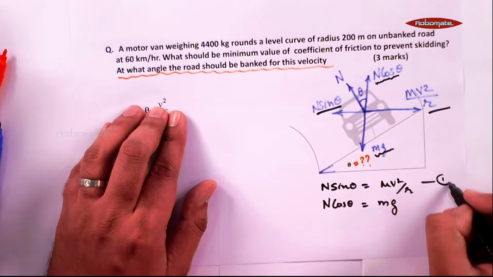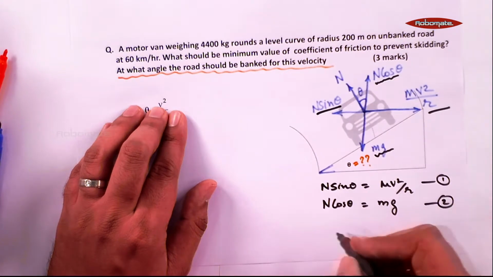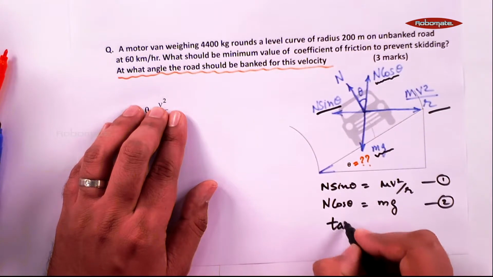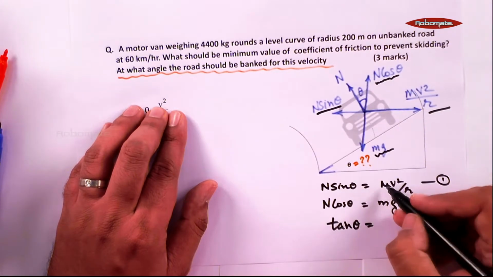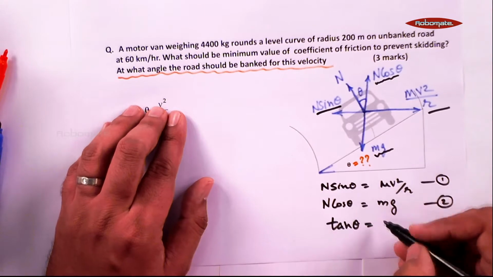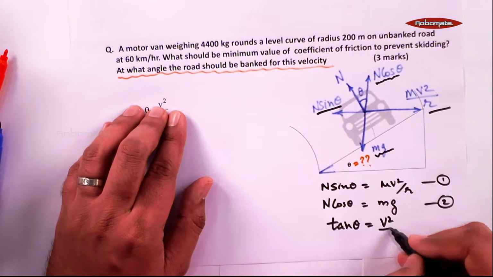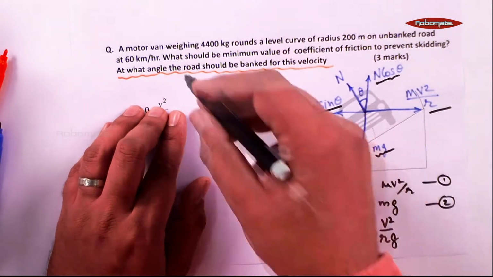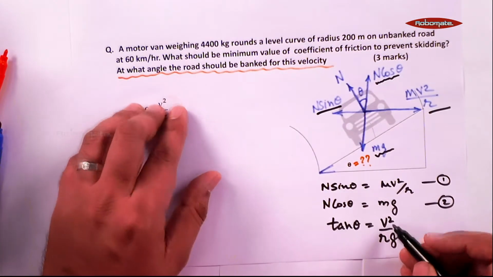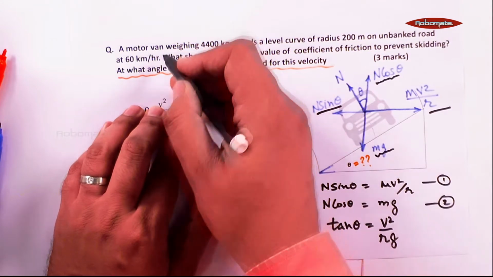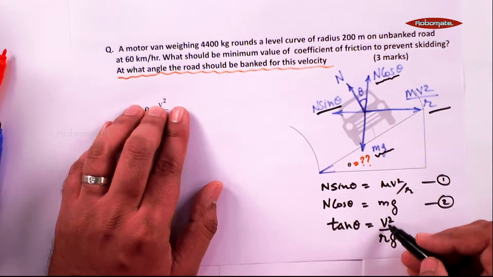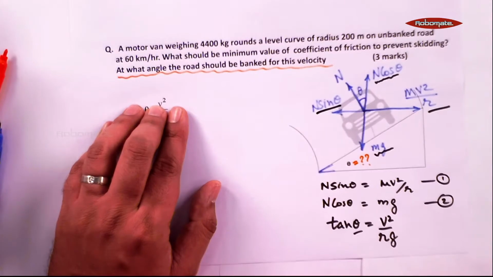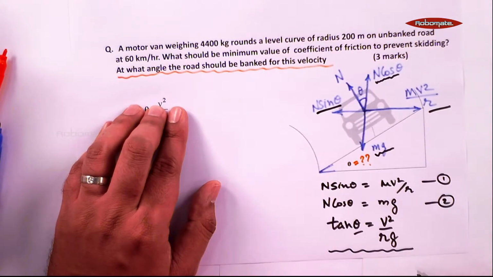If I divide these two equations, what do I get? N gets cancelled. Sin upon cos is tan theta, equal to mv square by r upon mg. m gets cancelled. I get v square by rg. What do you need to find out? That angle of banking for which at the velocity of 60 km/h the vehicle is safe. So velocity I know, radius of curvature I know, g I know. I want to find out the angle of banking, and this is your final formula.